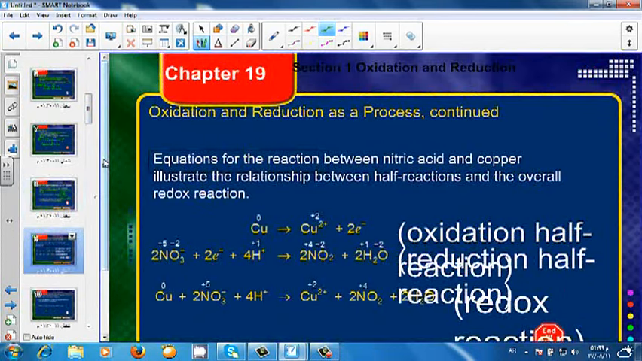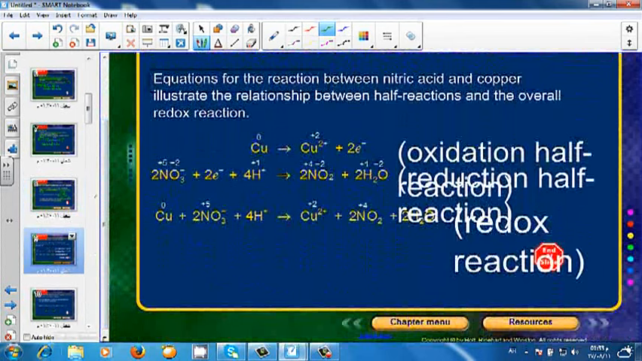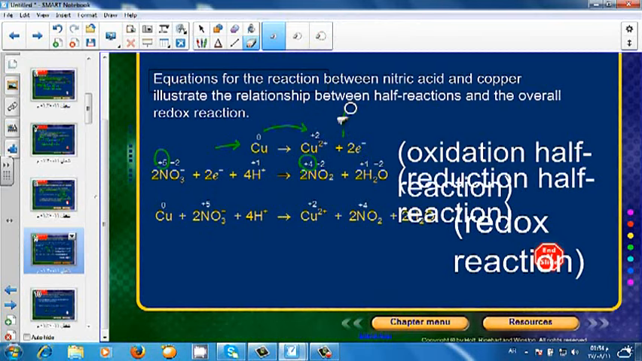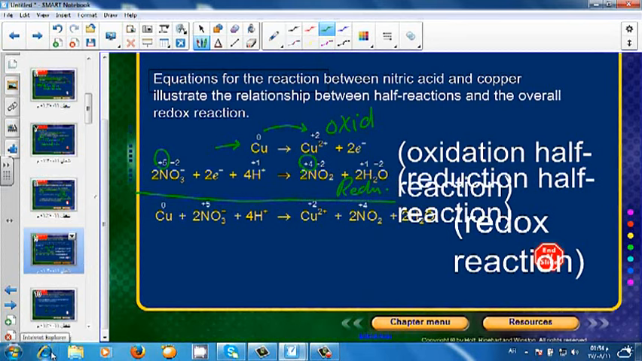Now let's take an example for an oxidation reduction reaction. Copper here suffers oxidation because we can see that it suffers an increase in the oxidation number from 0 to +2. Nitrogen here suffers reduction because it changes from +5 to +4 oxidation number, so it suffers a decrease in the oxidation number. So I can represent the first step as the oxidation half reaction, and the second step is the reduction half reaction.